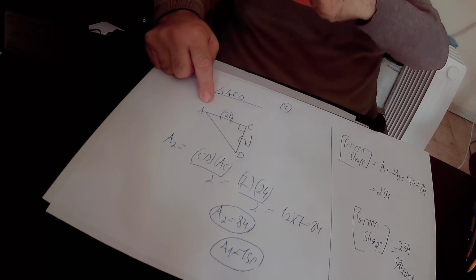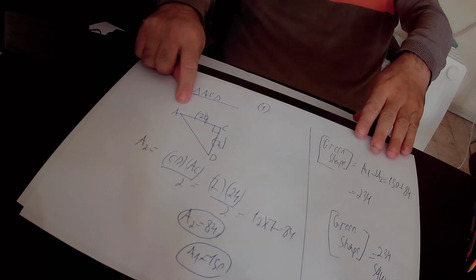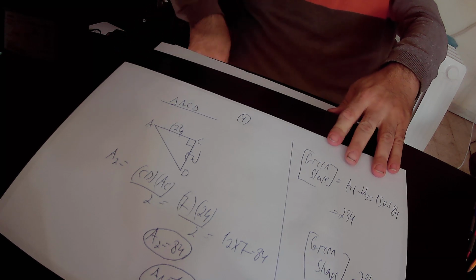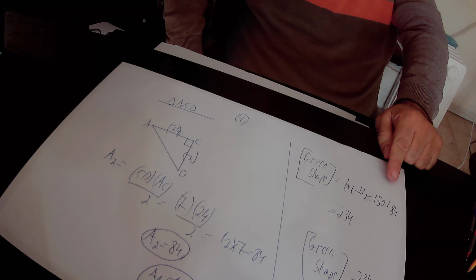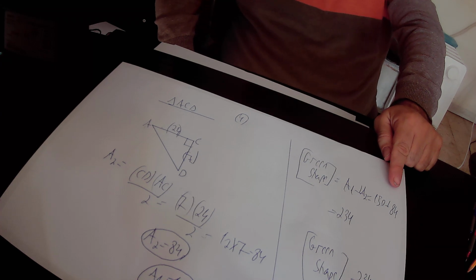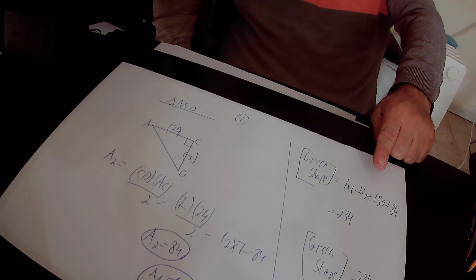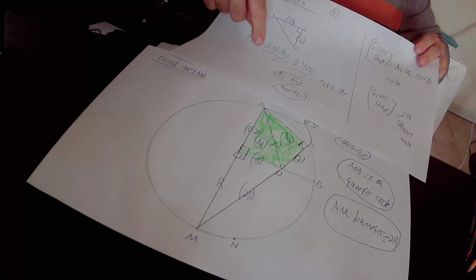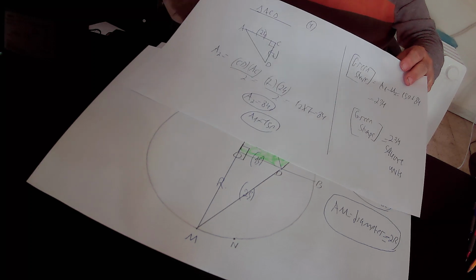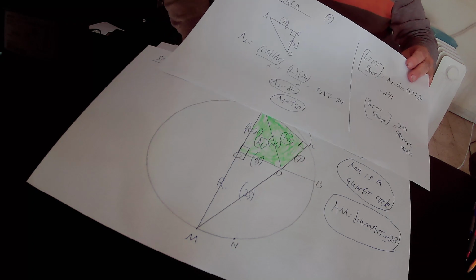And we have found that A1 equals 150 square units. I remind you that the area of the green shape equals A1 plus A2. A1 is 150 plus A2, that is 84. 150 plus 84 is 234. In conclusion, the area of this green shape equals 234 square units. Okay, thank you very much.